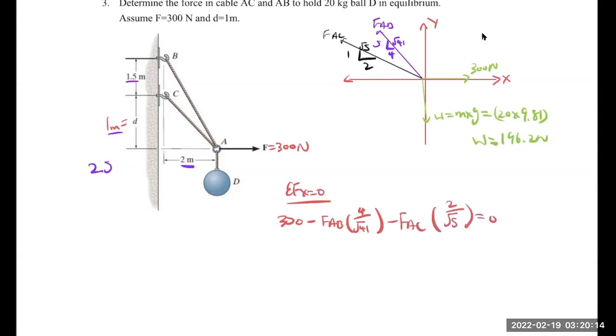And then if I move 300 onto the other side and simplify this down, 0.6247 FAB plus 0.8944 FAC equal 300. But look at it, we have 2 unknowns in one equation. What can we do about it? We cannot do anything about it. So what we have to do is take a look at the y direction and see if we can find any useful information.